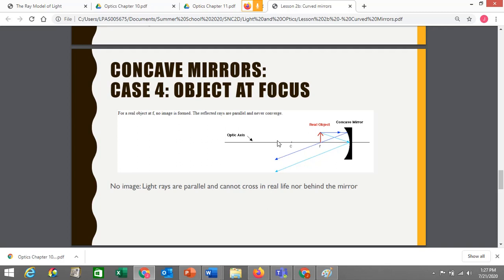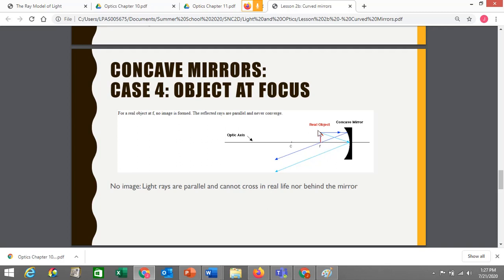Case 4, what if your object is actually at the focus? So this one is weird. If you draw a line that hits the concave mirror, then it will go through the focus. You can't actually draw a line through the focus, really. Like, how would you do that? I guess you could, no, you can't really do it.